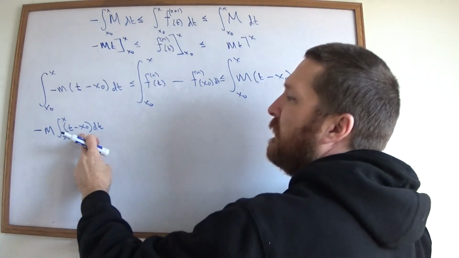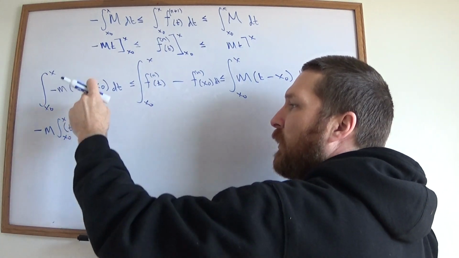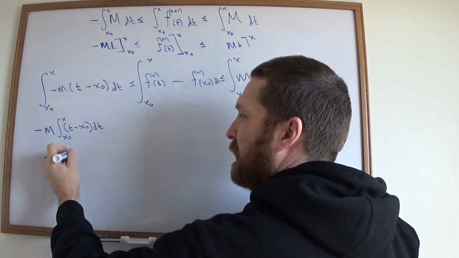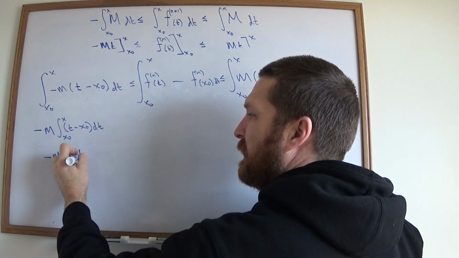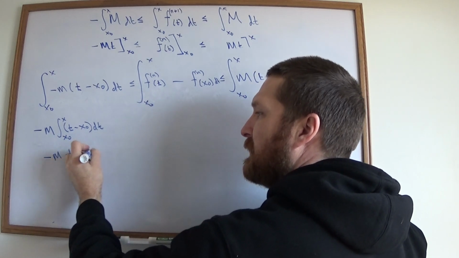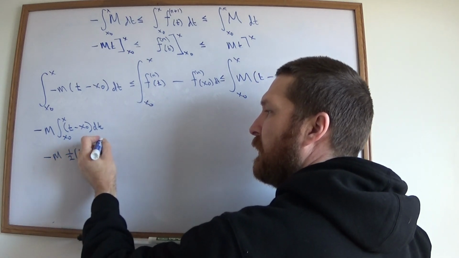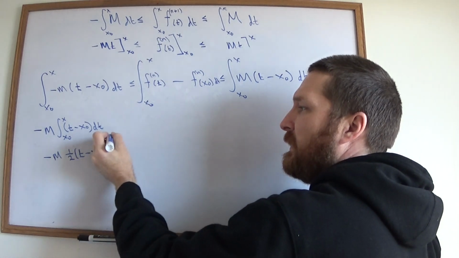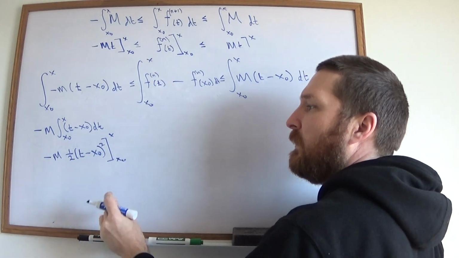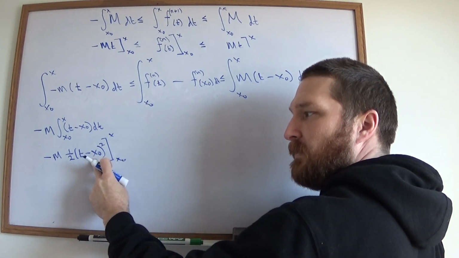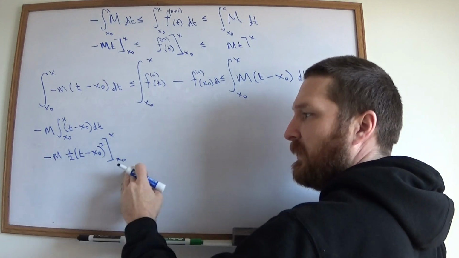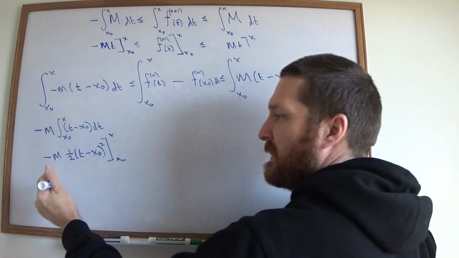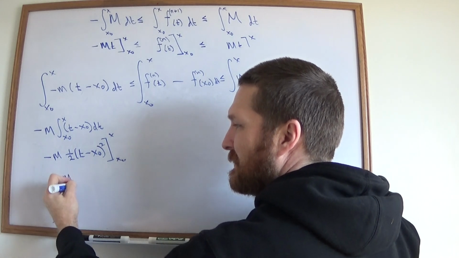And so, okay, the antiderivative of that would be, I guess, 1/2. So minus m, we'd have a 1/2 t minus x0 squared. Yeah, that's the antiderivative of that, evaluated up at x and down at x0. The cool thing about it going down to x0 is that it's just going to go away. He's gone, right? And so really all we're doing is plugging in an x.